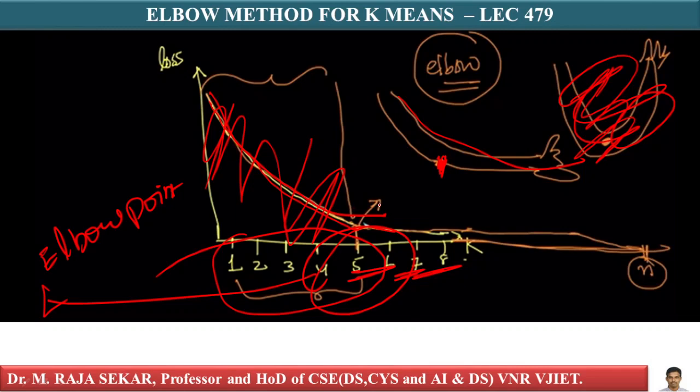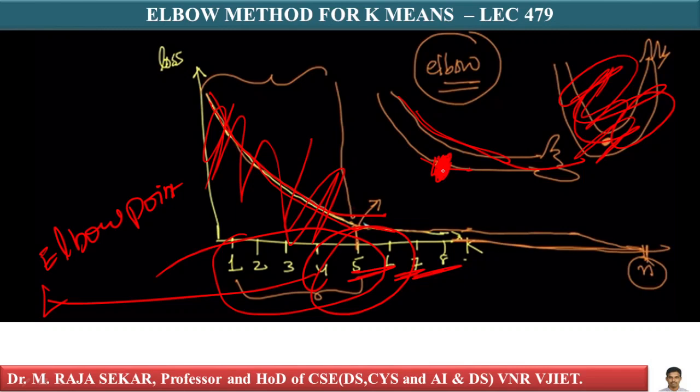A human elbow looks like this, isn't it? If you are stretching your arm and your arm is like this, this is your elbow point. If you fold it like this, this is the elbow point.